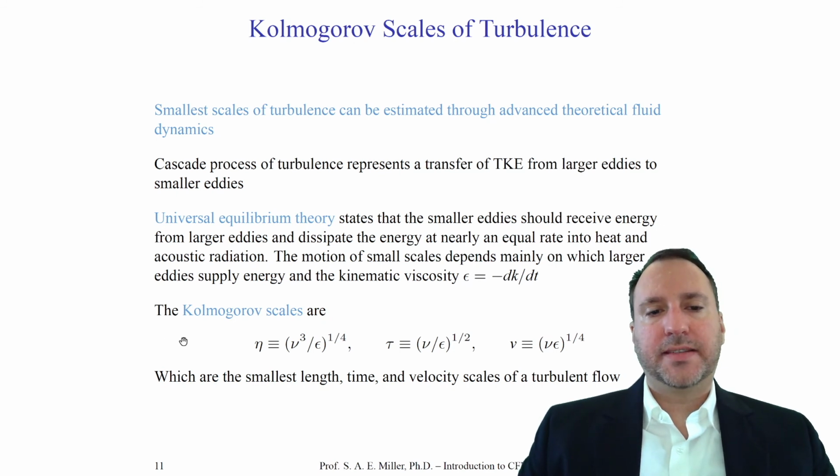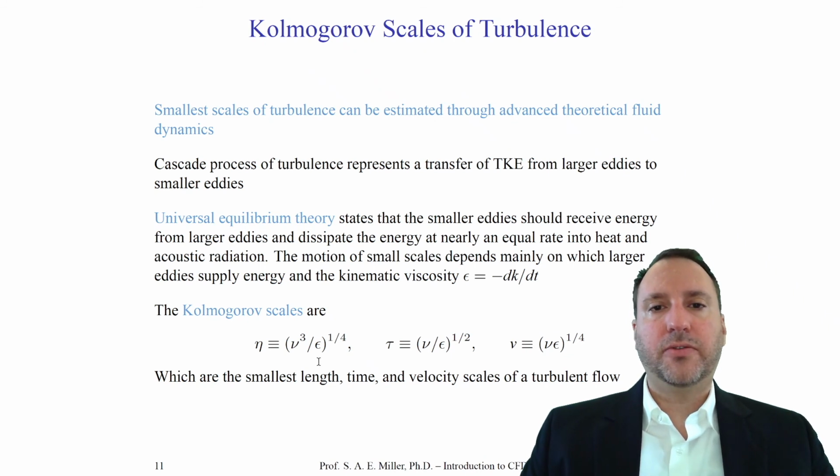Here, Kolmogorov writes that the length scale, eta, will go as viscosity cubed divided by epsilon, the dissipation, to the 1/4 power. The time scale of the smallest eddies is the viscosity divided by the dissipation to the 1/2 power. And the velocity of the smallest scales will go as viscosity times dissipation to the 1/4 power. These represent, in any turbulent flow, the smallest scales of turbulence. And we measure their scales as length, time, and velocity.